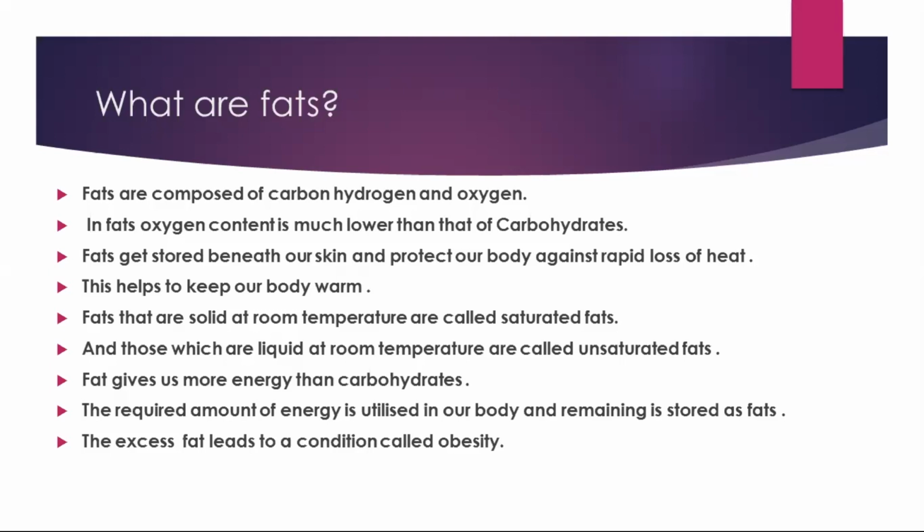They can be of different types in our body. Fat can be stored under the skin, around the heart, in the kidney, etc. Fats have more energy than carbohydrates. Whenever your body requires more energy, it uses the stored fat. You can see in this slide, fats are composed of carbon, hydrogen and oxygen. In fats, the oxygen content is much lower than in carbohydrates, and fat is stored beneath our skin to protect against the rapid loss of heat and it keeps our body warm.